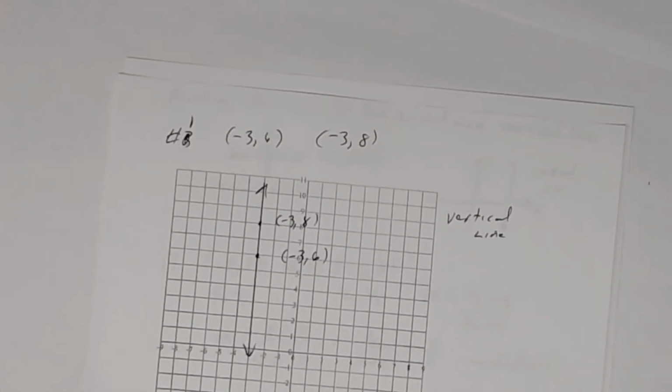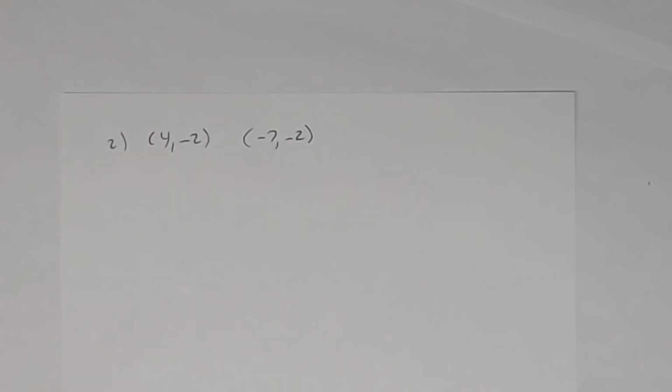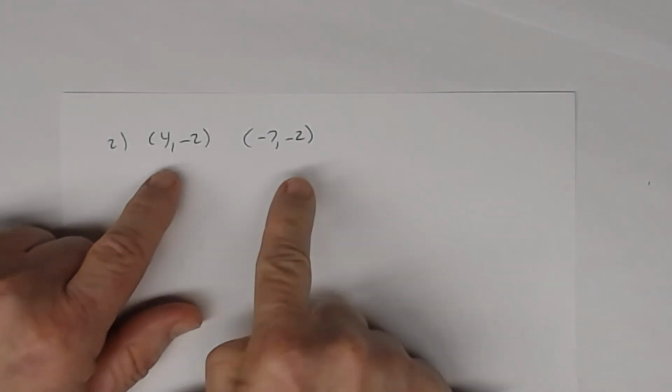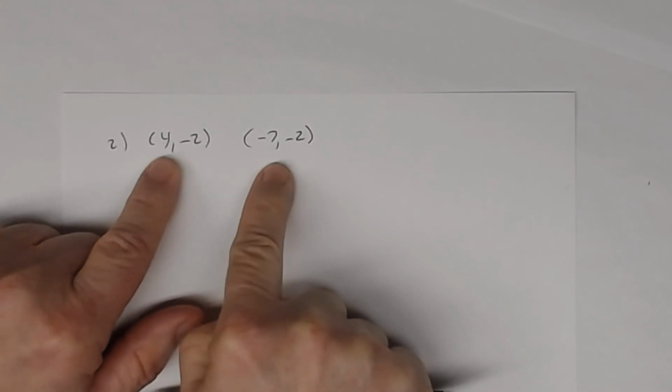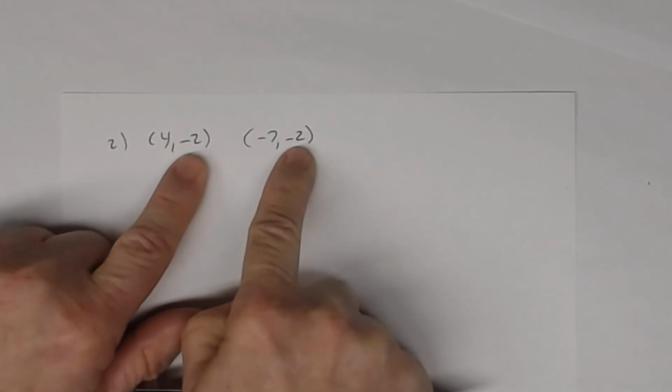Okay, let's look at number 2. Let's look at another one. In number 2, you have these 2 points, and we'll look at the line that goes through them. You have (4, -2) and (-7, -2). Notice this time the y-coordinates are the same, right? The y-coordinates are the same.